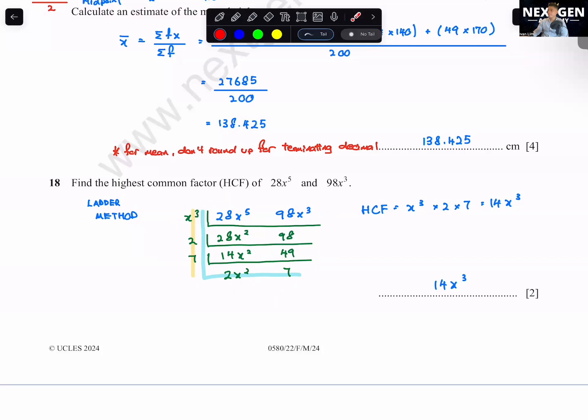14 times x cubed also can. The working here, actually no marks. 1 mark, 14 x cubed, 1 mark.